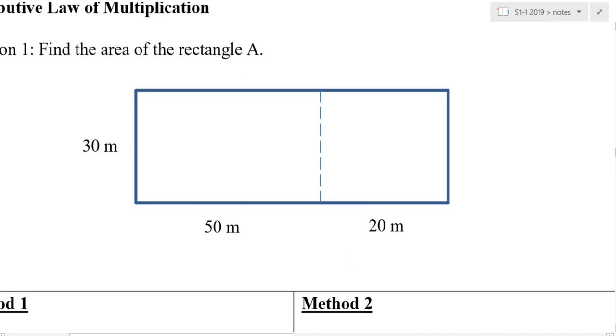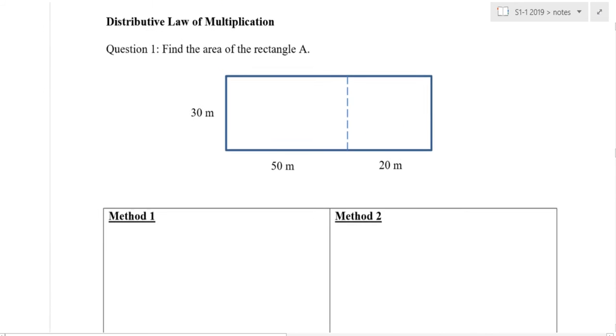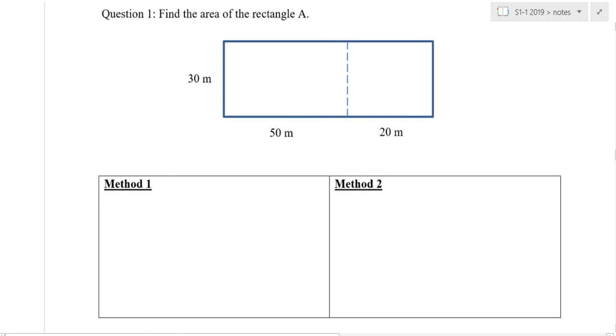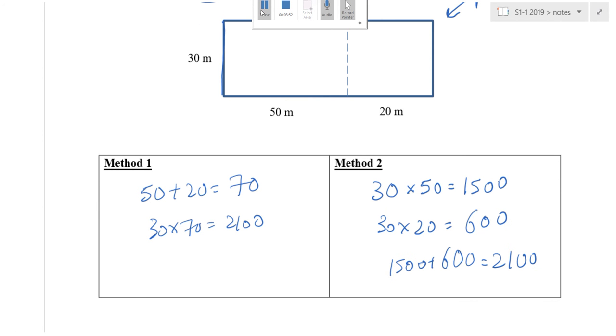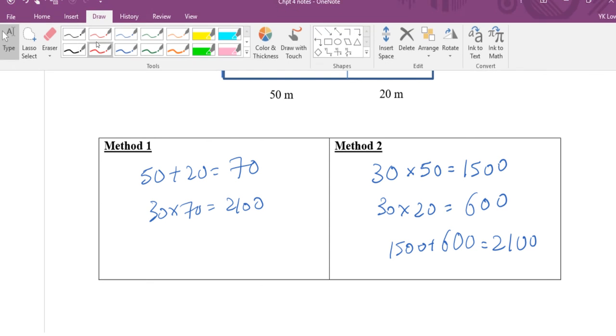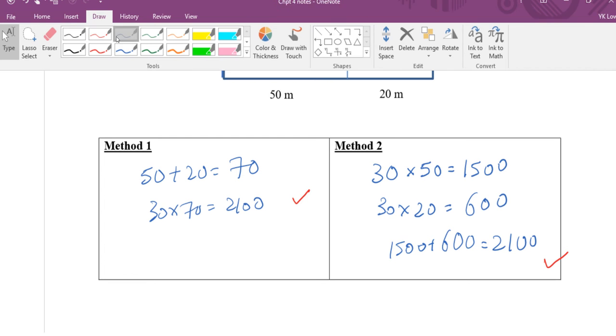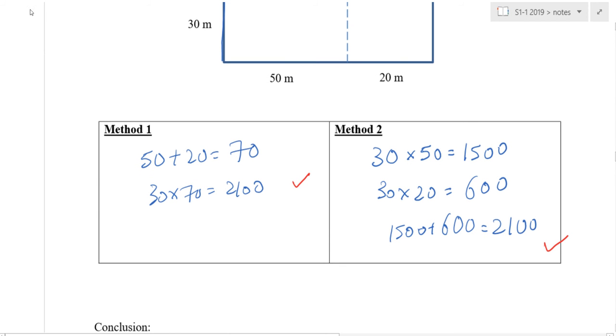Okay? Now, let's try this distributive law. Can you find out 2 methods to find the area of this rectangle? I give you 2 minutes. Start now. Method 1 is correct, method 2 is correct, but method 1, if I want to write in one sentence, I write in red.